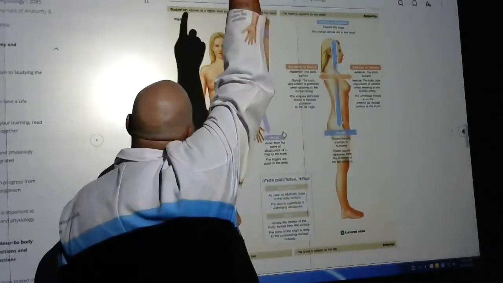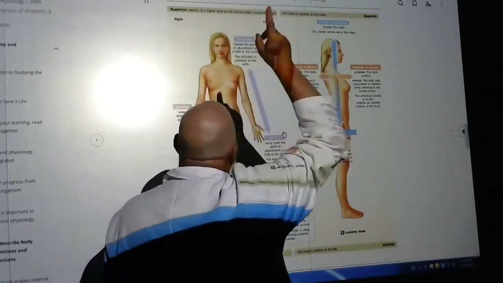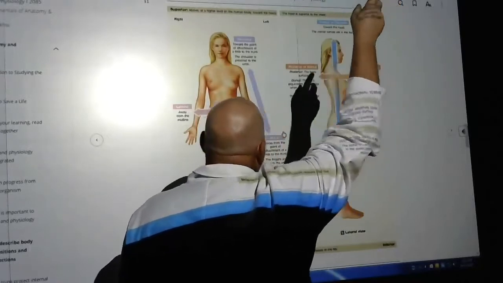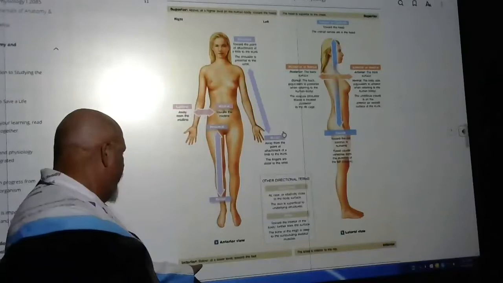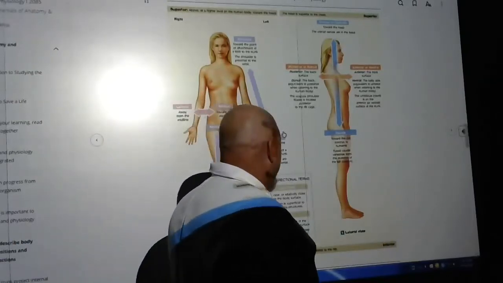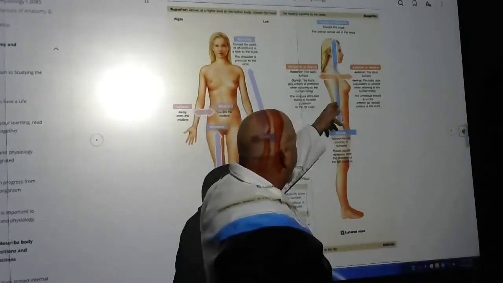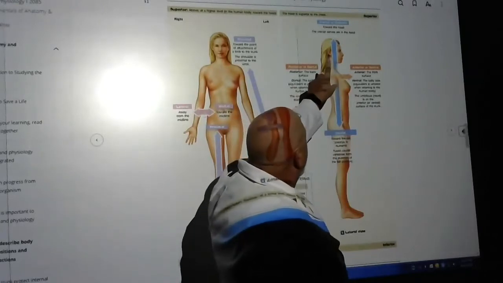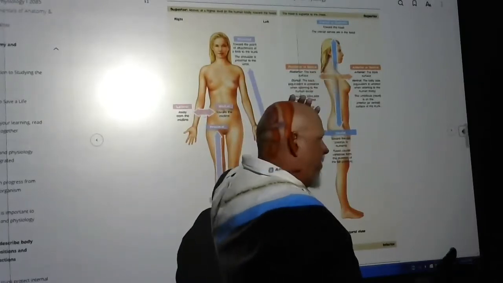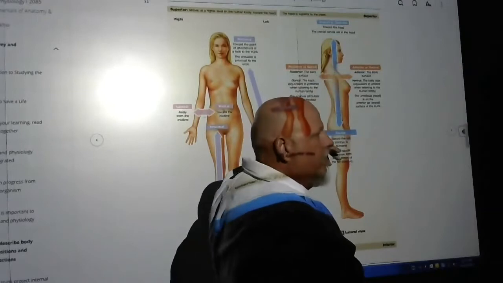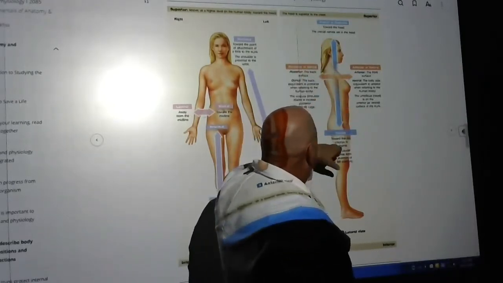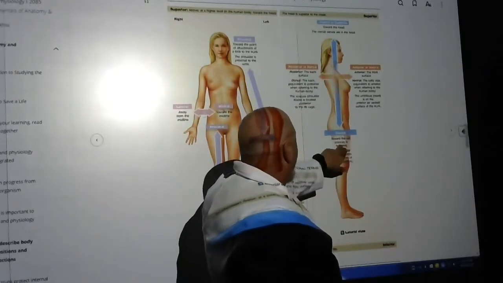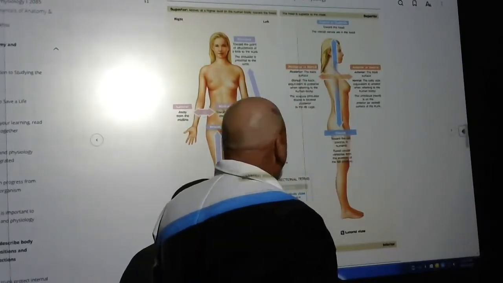Superior is up. Inferior is below, at a lower level, towards the feet. Inferior is also caudal, going down is caudal. Cranial, cephalic, obviously cranial is head. Cephalic, that's up. Caudal is towards the tail, or the coccyx in humans.